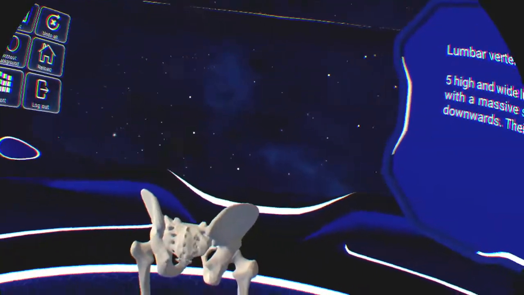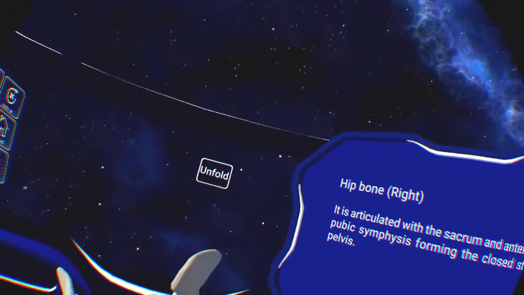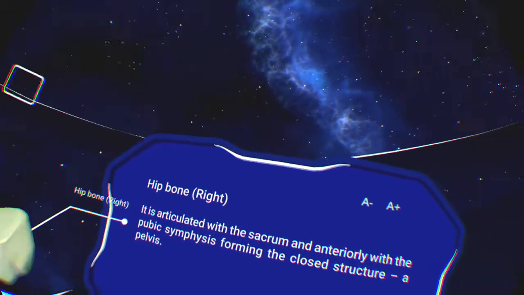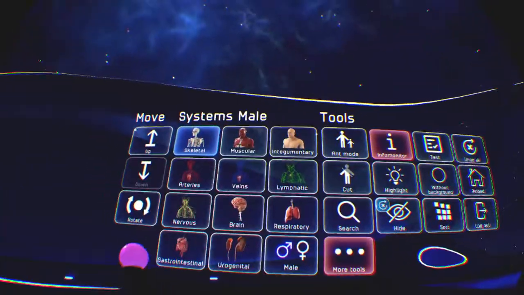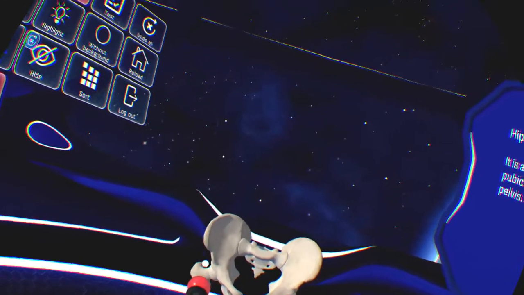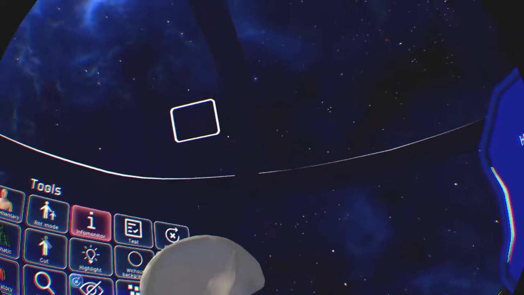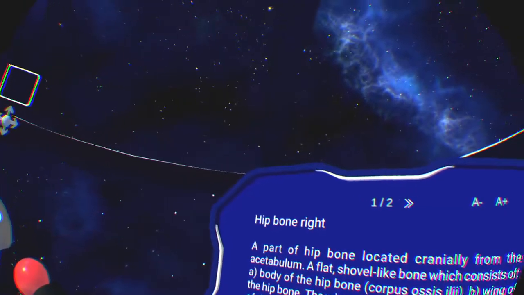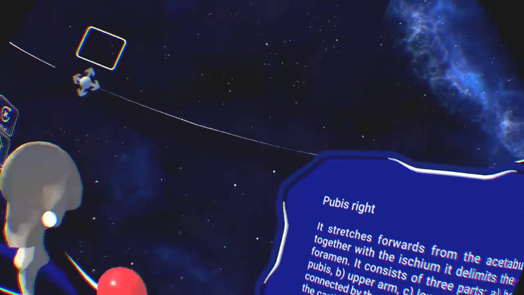Okay, so let's talk about the hip bones. All right, we have the hip bone here. This is the right hip bone. Let me turn it around so the skeleton is facing us. So this is the right hip bone over here, the right of the skeleton, our left. And it unfolds, it looks like, into three different parts that make up the hip bone.